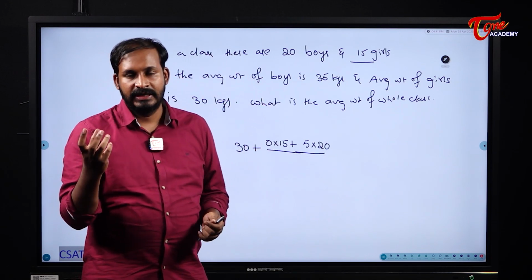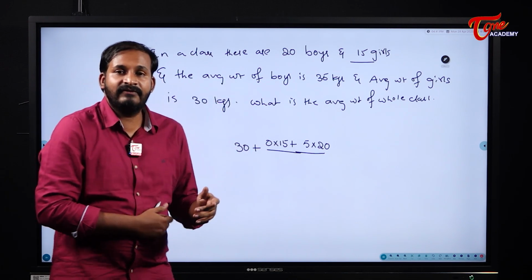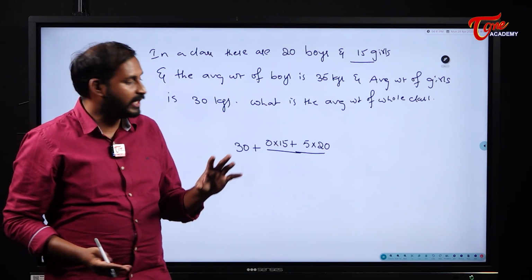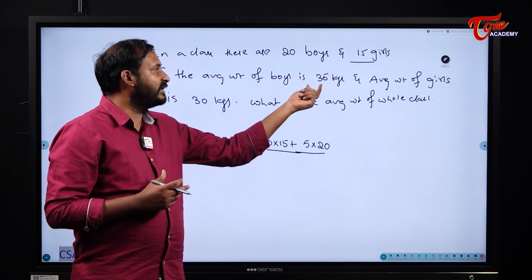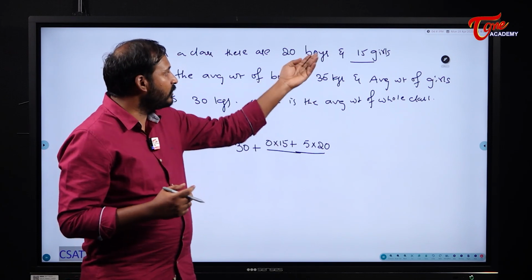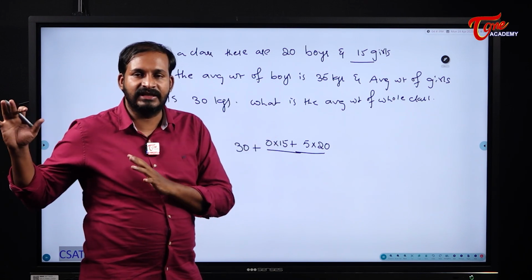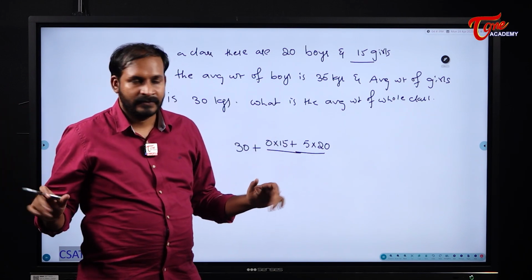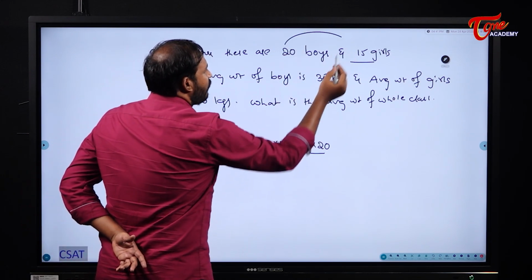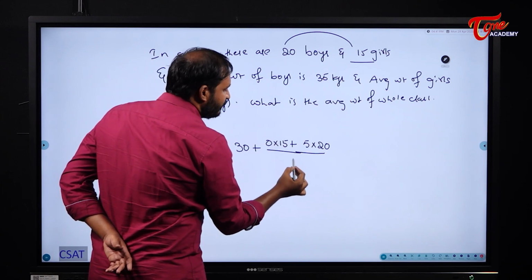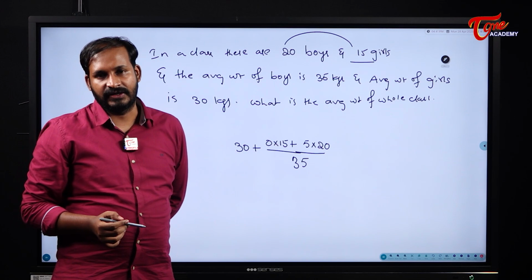Understood? Group. If the data is single data, then we can write it individually. But whenever the data is like a group, definitely we need to take them as a group only. See here, the average weight of boys is 35 kgs and the total number of boys is 20. So that means 35, 35, 35, 35, like this we will have 20 people. So 5 into 20. The total strength of the class is how much? 20 plus 15, it will become 35.